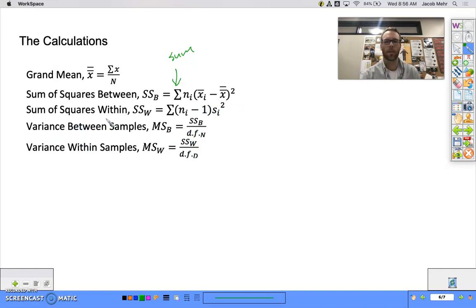Then to calculate the variance between samples, the mean square between, we take the sum of the squares between, which was this up here, and we divide it by the degrees of freedom for the numerator. To find the mean square within, we take the sum of the squares within, which is this up here, and we divide it by the degrees of freedom of the denominator. I know that's a lot. I'll walk you through each one of those.